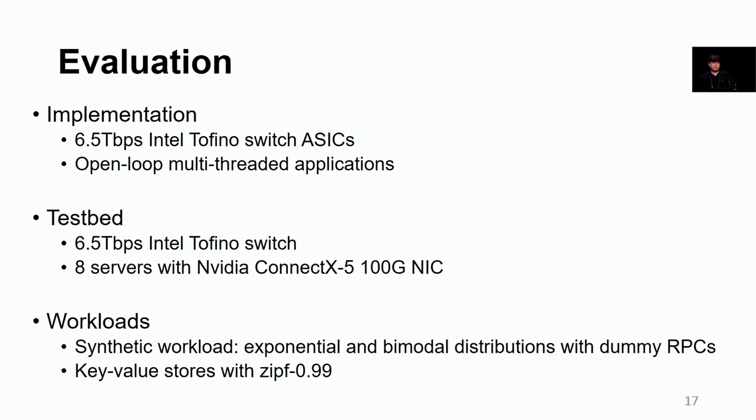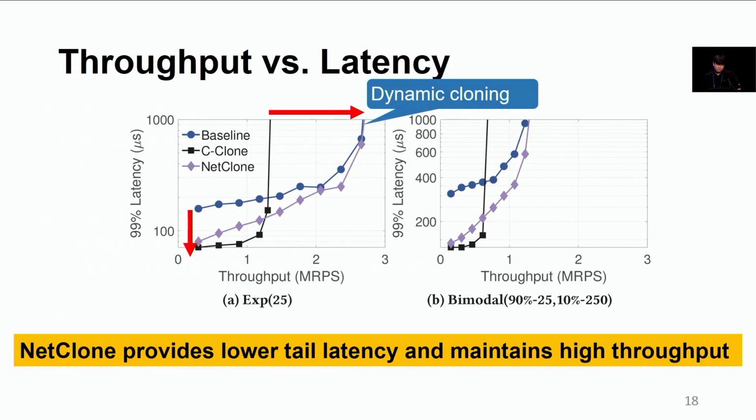To evaluate NetClone, we have implemented a NetClone prototype using Intel Tofino, and we have built a testbed with a single Intel Tofino switch and 8 commodity servers. For workloads, we use a synthetic workload with dummy RPCs, and also we use key value stores with skewed access patterns. So this is the main result.